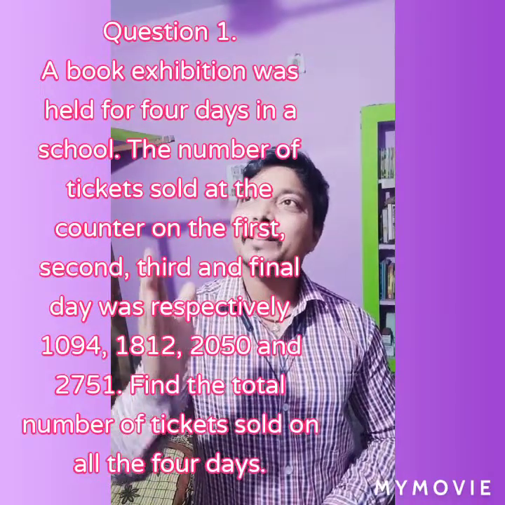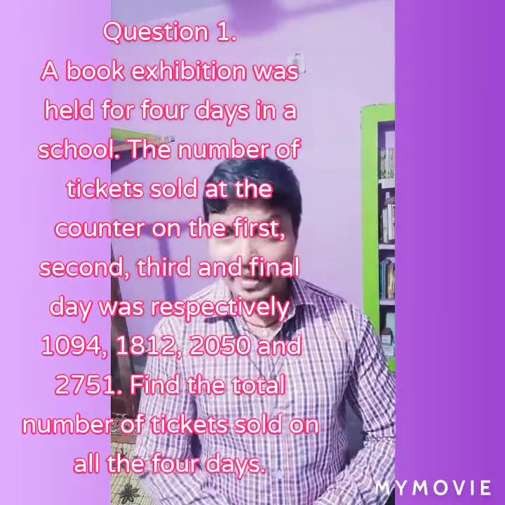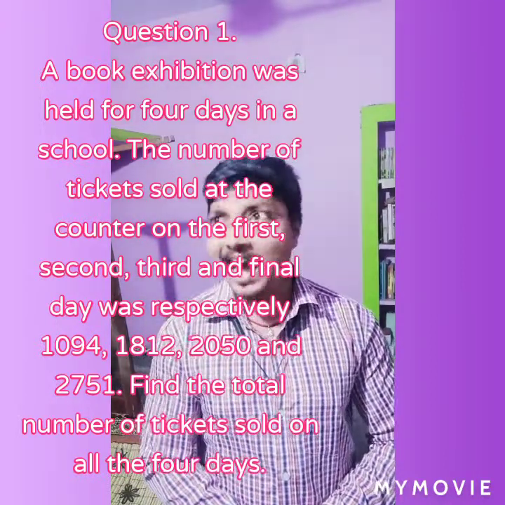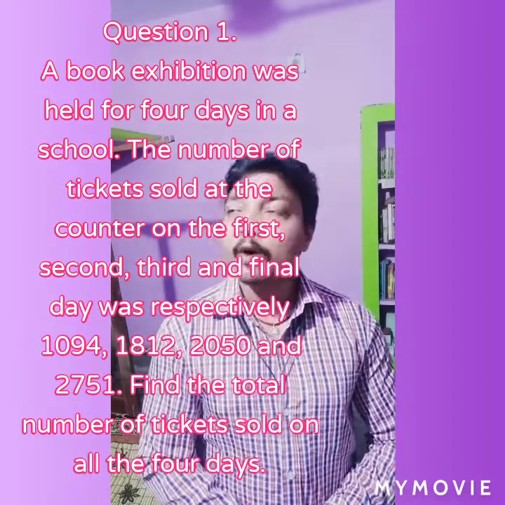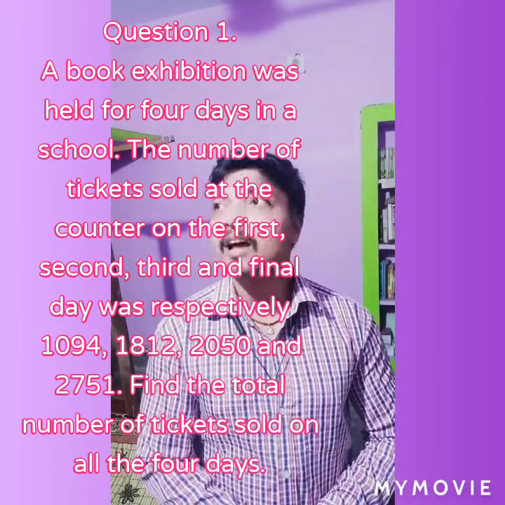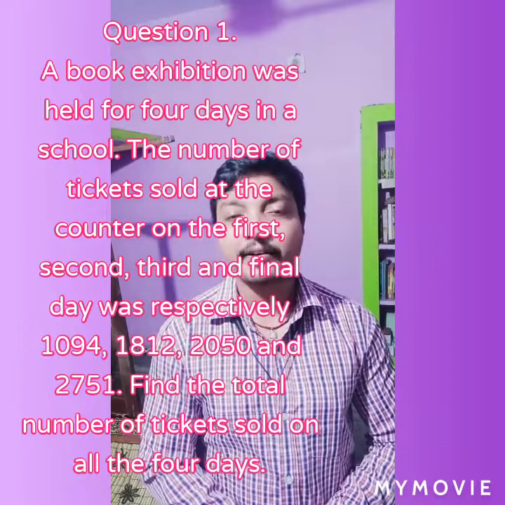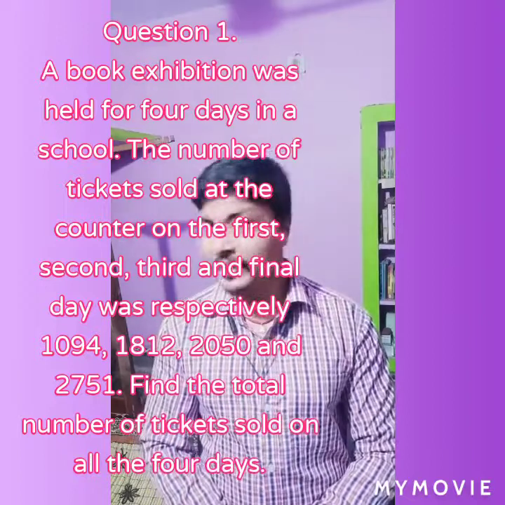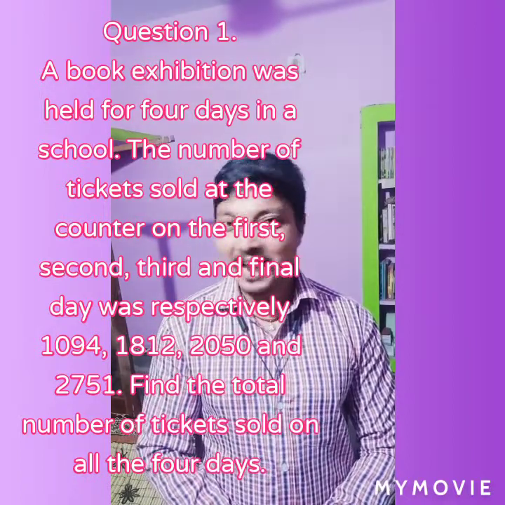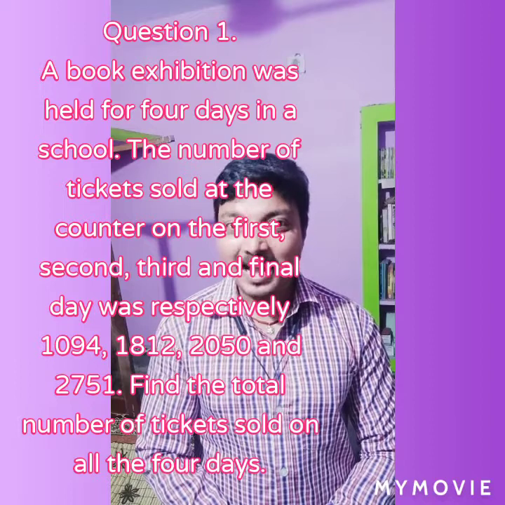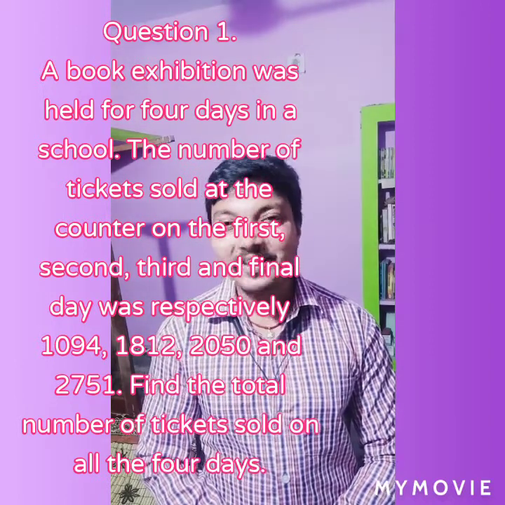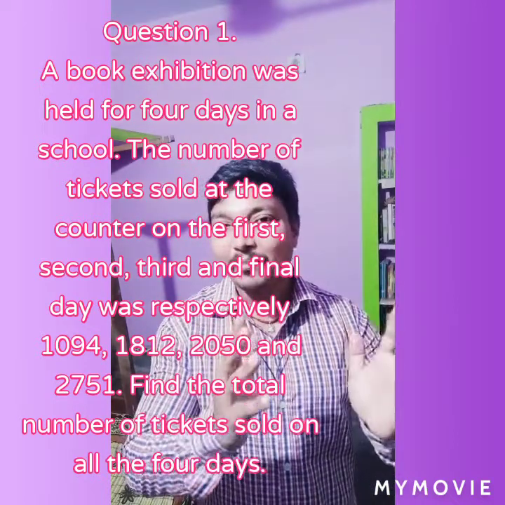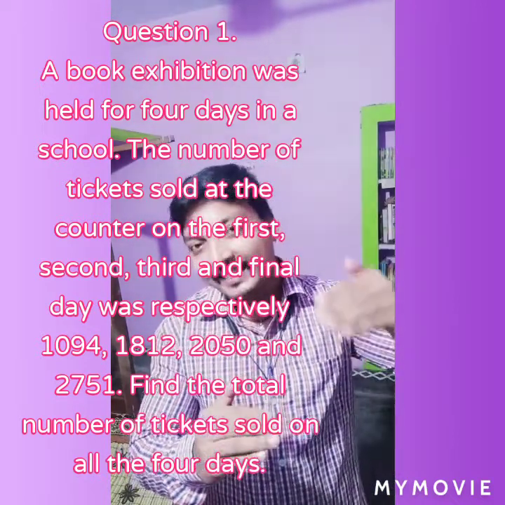First question: a book exhibition was held for 4 days, and the number of tickets sold in the 4 days are 1094, 1812, 2050 and 2751. You have to find the total number of tickets sold during these 4 days. I once said whenever the word total, sum or add is given, always do the addition. So you just have to add the tickets sold on the first day, second day, third day and fourth day.